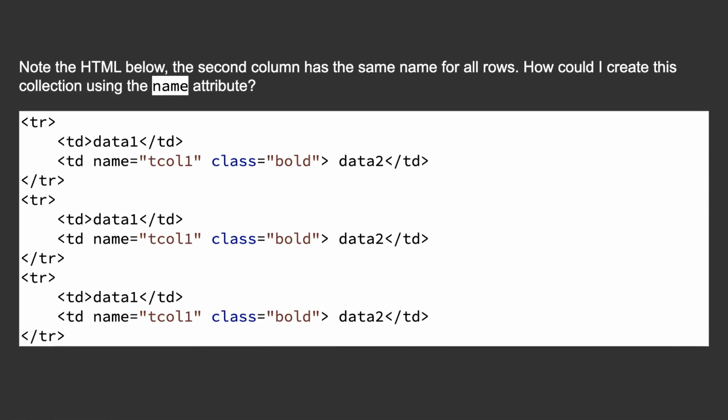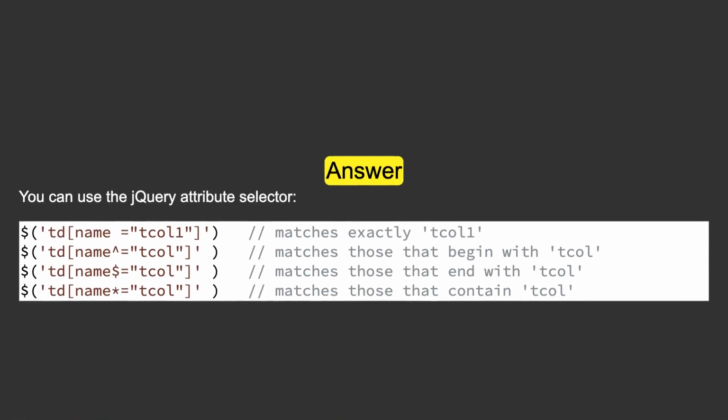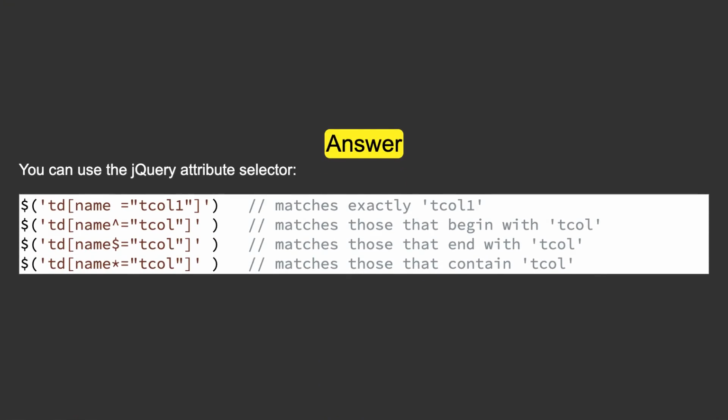Note the HTML below. The second column has the same name for all rows. How could I create this collection using the name attribute? You can use the jQuery attribute selector.